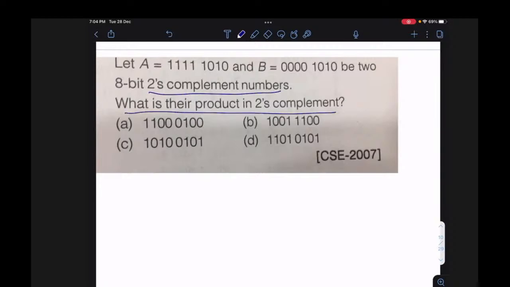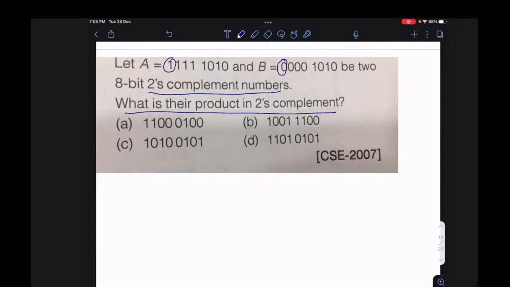One thing is very clear. A's sign bit is 1. It means A is a negative number. B's sign bit is 0. That means a positive number. And we are multiplying a positive number with a negative number. So the answer is a negative number, and if it's a negative number, the sign bit is 1. But anyway, in all the 4 options, all sign bits are 1, so we cannot eliminate any of these. We have to actually solve it.